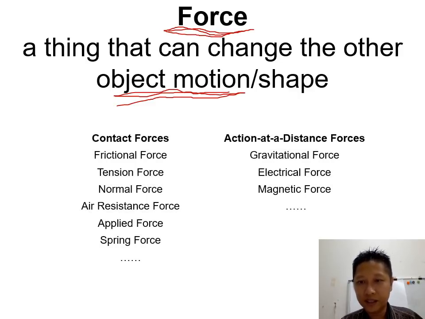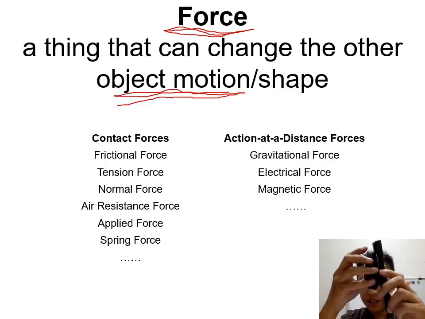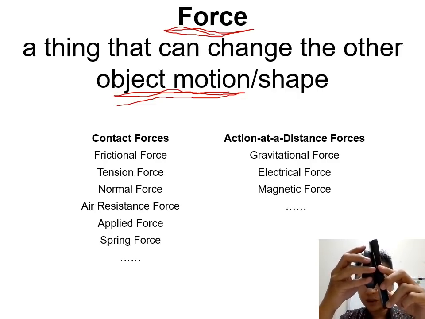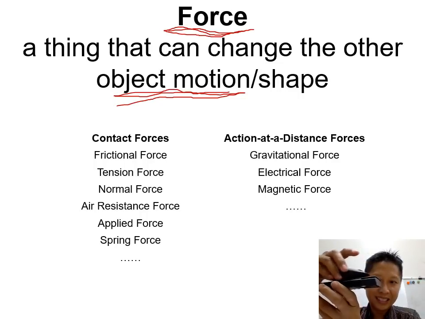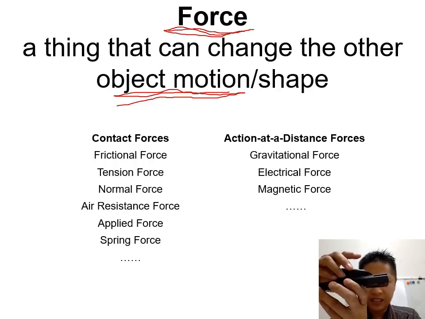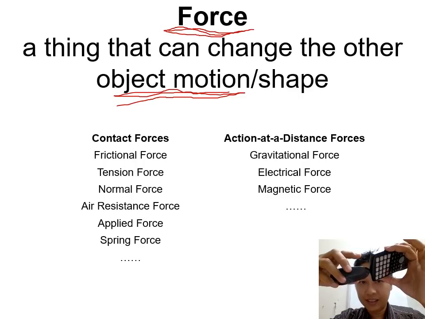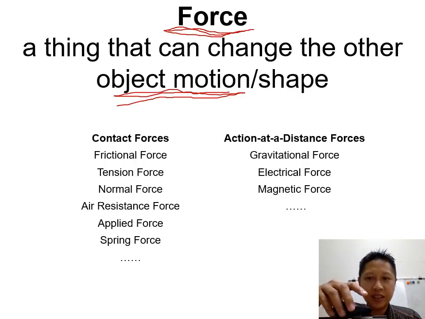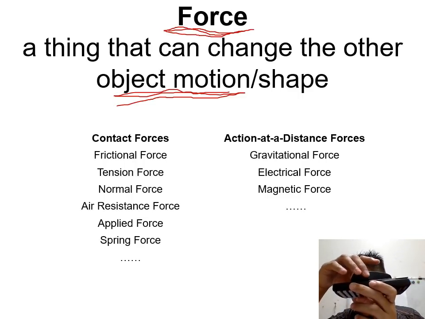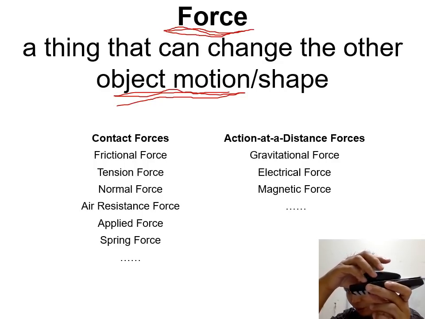Force can be categorized into two big groups. The first one is the contact forces. When there are two objects and they contact each other, then we say that it's under the contact forces. It includes the friction force, the tension force, if we are pulling those two together, and the normal force. There's a kind of force opposite to the gravity force.